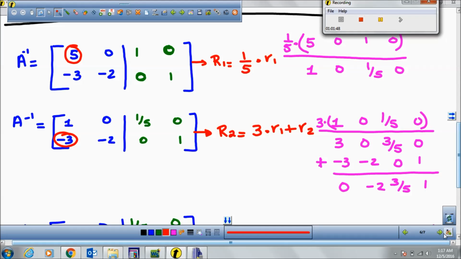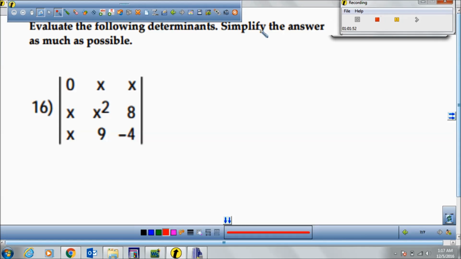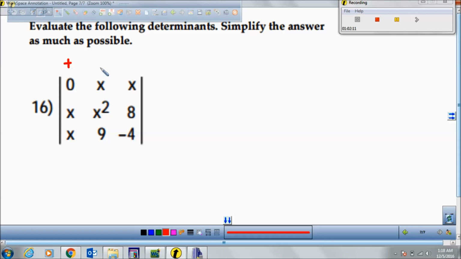The last problem: evaluate the following determinants, simplify the answer as much as possible. So this is what I always tell you, to put a plus on the first column, a minus in the second column, a plus on the third column. This is going to tell you the signs that you need to be putting once you start solving the smaller matrices.